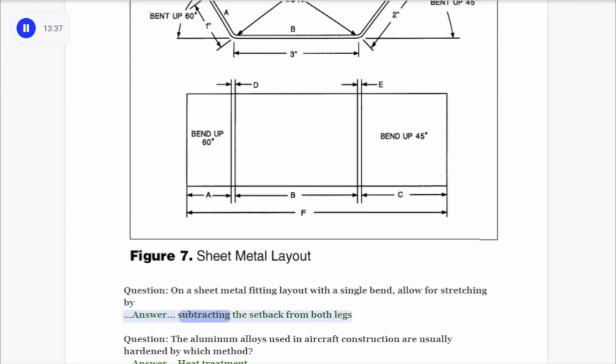Answer, subtracting the setback from both legs. Question, the aluminum alloys used in aircraft construction are usually hardened by which method? Answer, heat treatment.